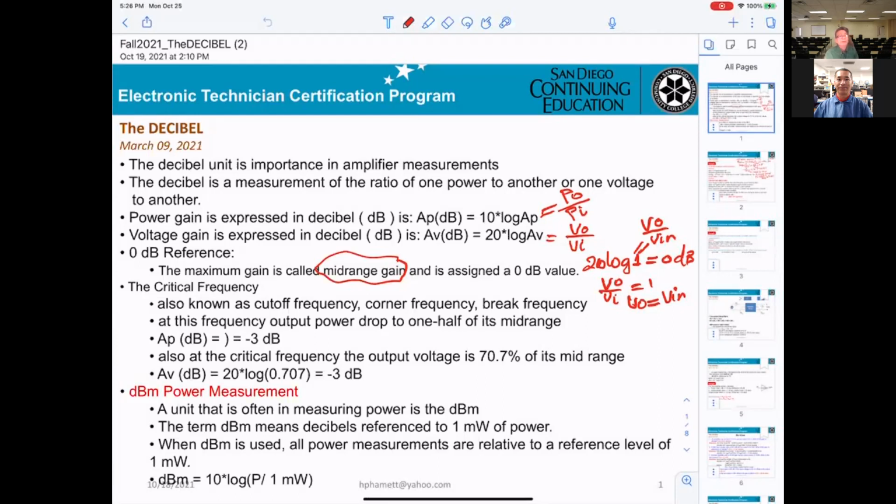For the power, you use the formula AP in decibel equals 10 times log of AP, and AP is the gain of the power, which is the ratio between PL and PE. The same thing for the voltage, AV in dB, using the formula 20 log of AV, which is VL divided by VE. And for the current, the same as the voltage, 20 log of AI, which means IL divided by IE.